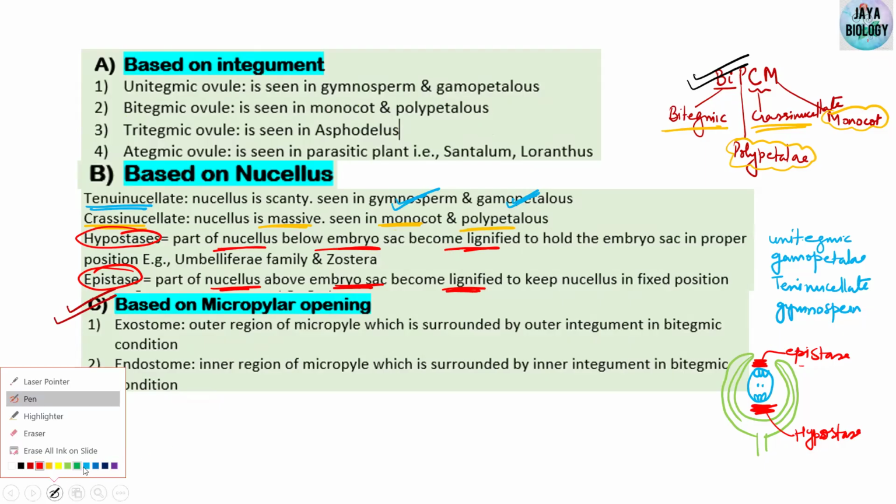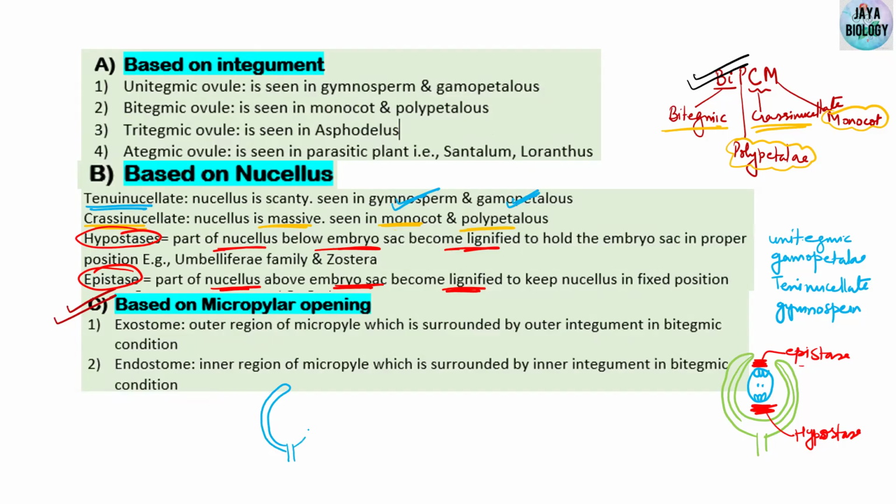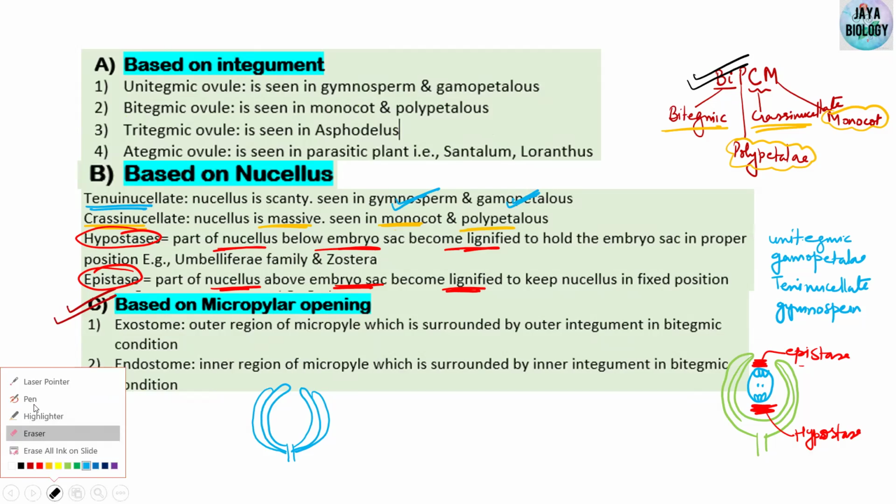Now, who is making the opening? See the diagram carefully. This is your integument. Okay, so the micropyle opening is made by the inner integument. If you see, this opening is made by the inner integument. Let me rub it so that it becomes clear again. So this opening is made by the inner integument, and this is known as endostome. If the micropyle opening is made by the inner integument, we will say endostome.